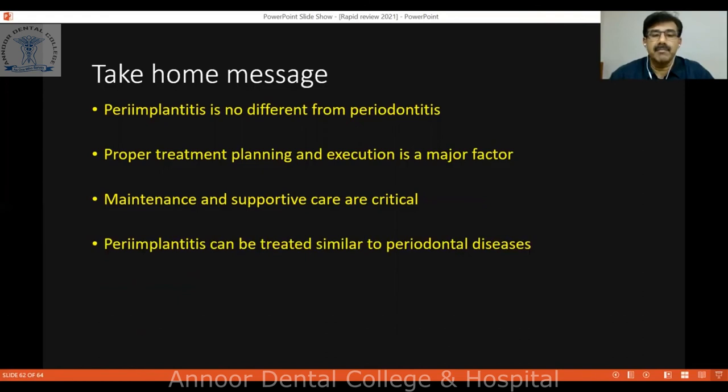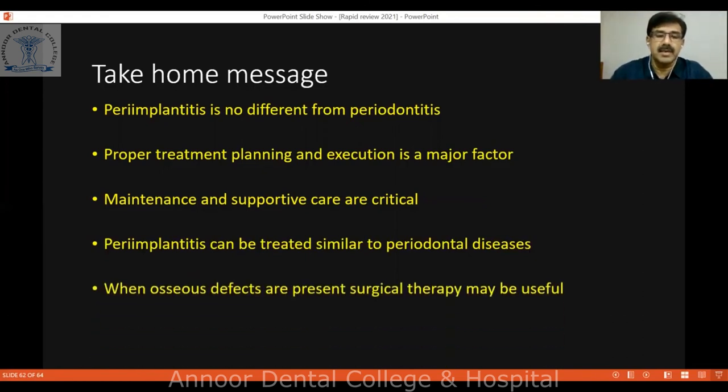And peri-implantitis can be treated similar to periodontal disease, which we discussed earlier. And whenever there is an osseous defect, you always have to do a surgical therapy. If a definite crater-like defect is there, do a regenerative or a resective type of osseous surgery. But whatever said and done, there is absolutely no definite protocol that has been developed so far that says you do this for this condition. So depending upon your clinical experience and the guidelines and evidence that are present before you, you have to take a call.